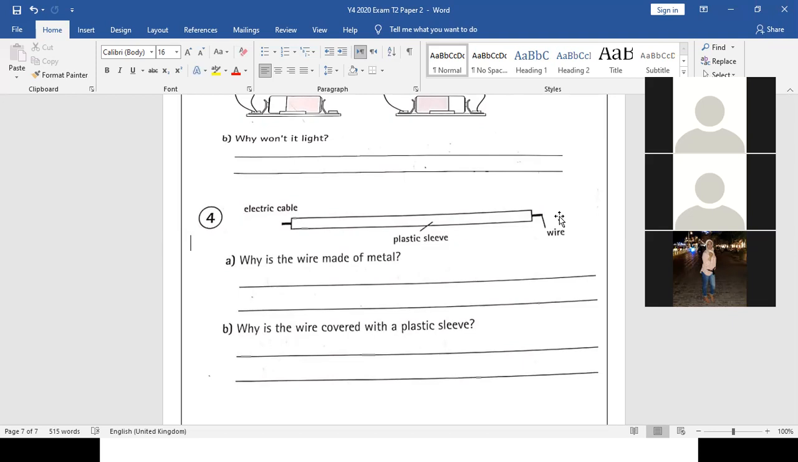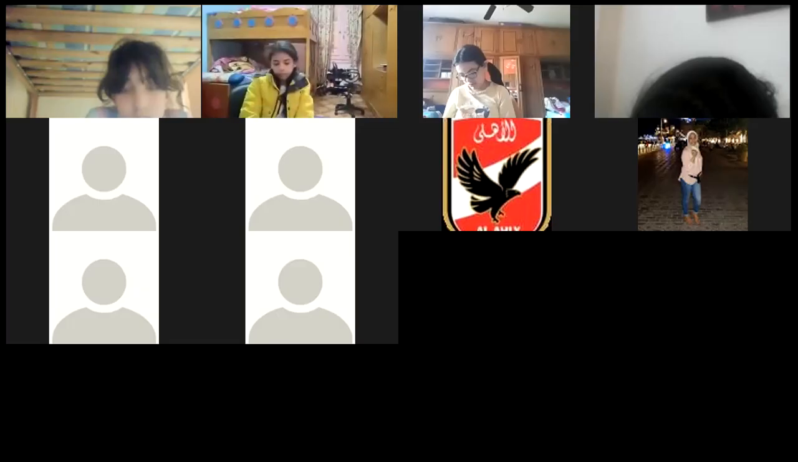Now answer the next question. Why is the wire covered with a plastic sleeve, Lina? Because if we touch the plastic, we won't get a shock. A shock, exactly. Because you can handle it easily, because the plastic sleeve is an insulator. So you can write that to not get an electric shock, it's also correct. Okay, so we're done with the exam correction. Are there any questions about the exam, guys?